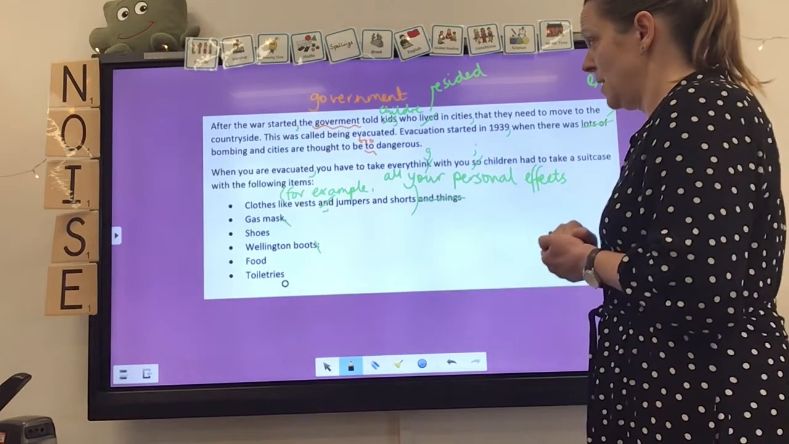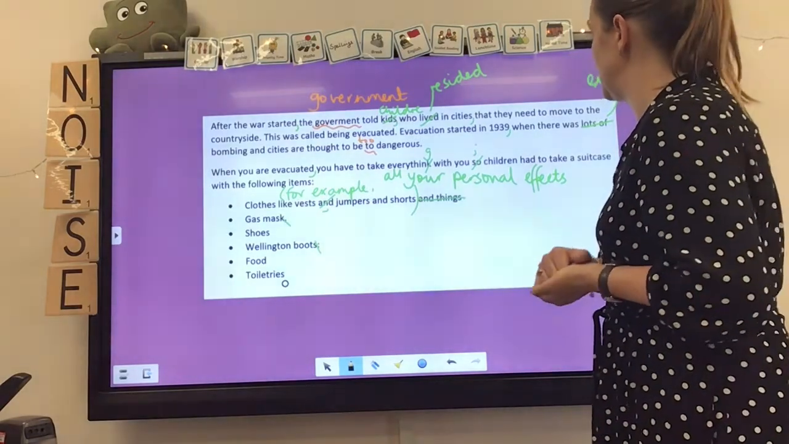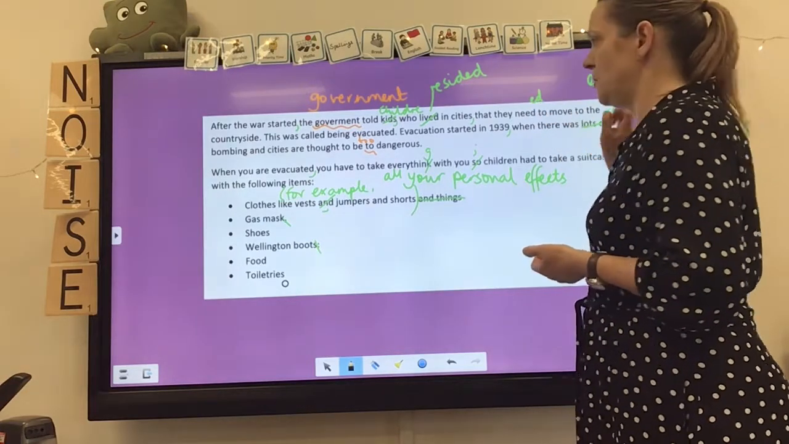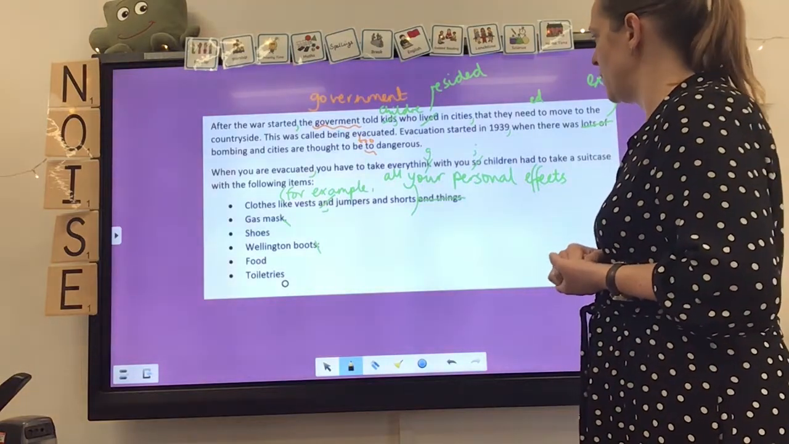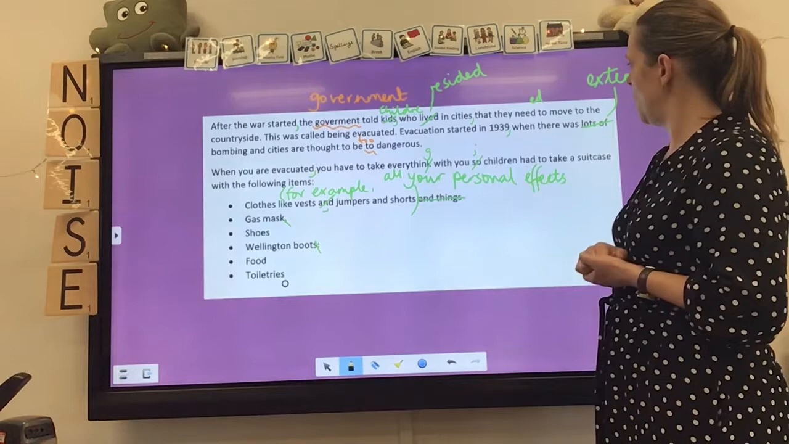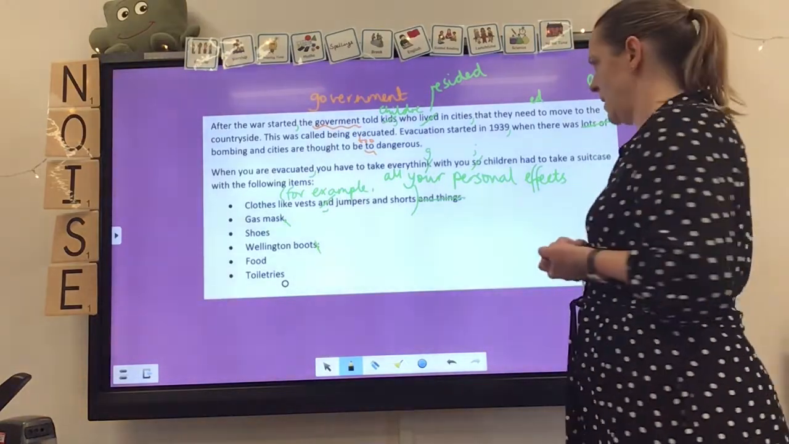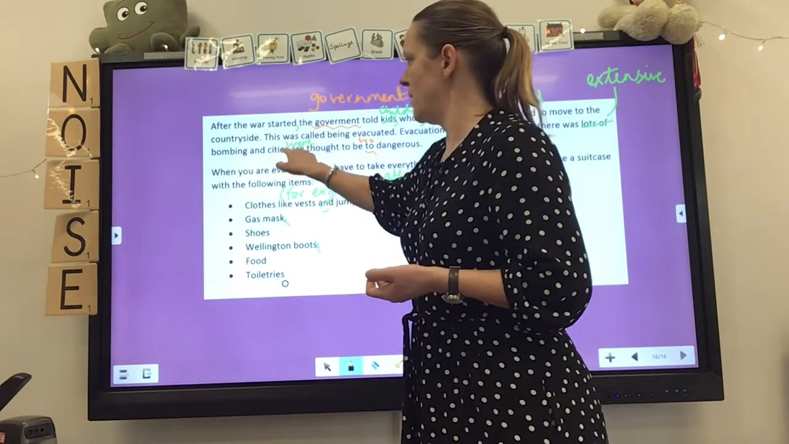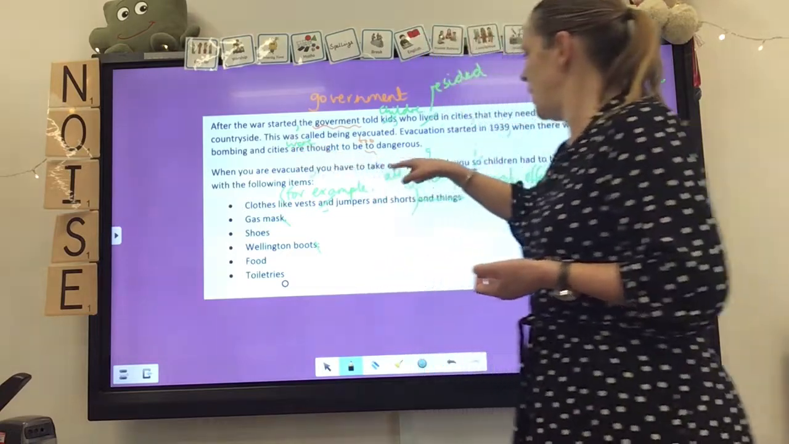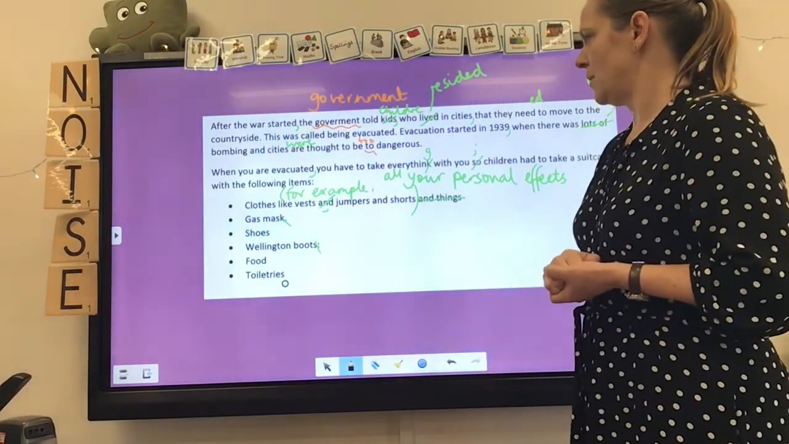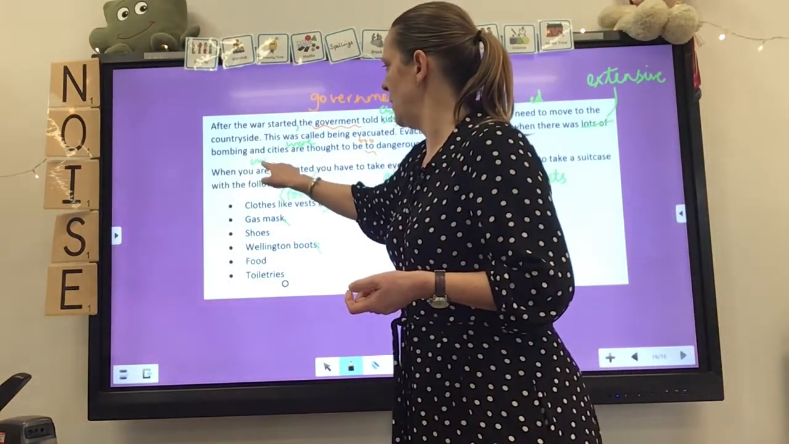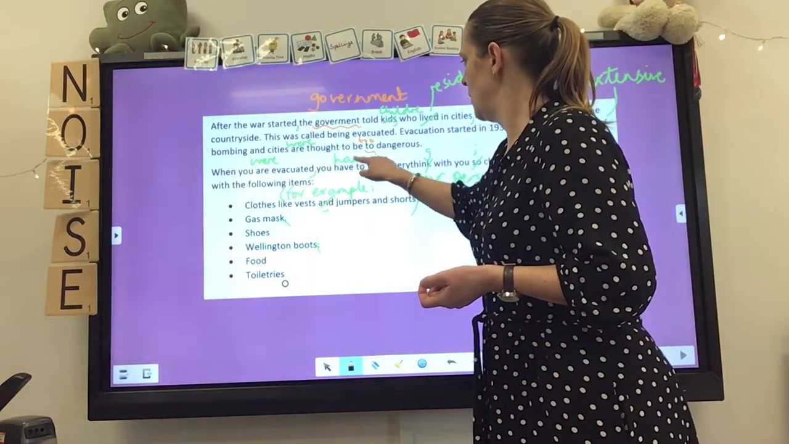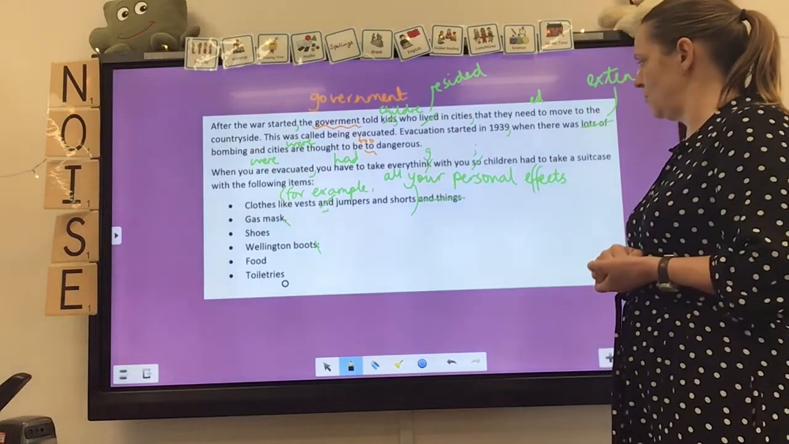So after the war started, the government told children who resided in cities that they needed to move to the countryside. This was called being evacuated. Evacuation started in 1939 when there was lots of bombing, yes. And cities were thought, we're getting our subject-verb agreement, there's more than one city, so it needs to be "were", not "are", not "was", were thought to be too dangerous. When you were, because we always say "you were", the conjugation of the verb to be, when you were evacuated, you had to take all your personal effects, all your personal belongings with you.